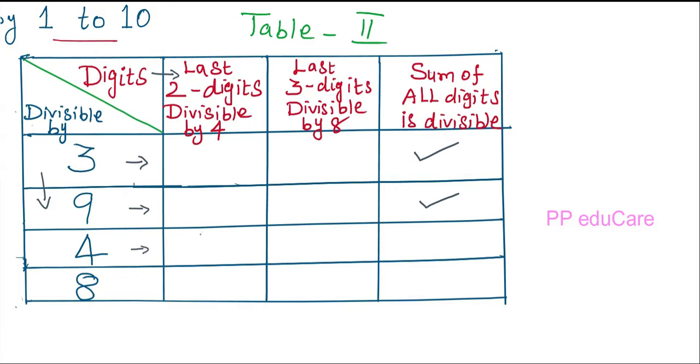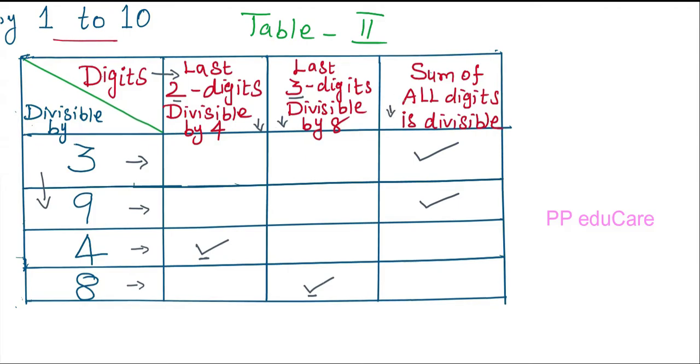If the last two digits of the number are divisible by 4, then it is divisible by 4. See the fourth row. If the last three digits of the number are divisible by 8, then it is divisible by 8. Now see the first column. If the last two digits of the number are divisible by 4, then it is divisible by 4. Now look at the second column. If the last three digits of the number are divisible by 8, then it is divisible by 8.